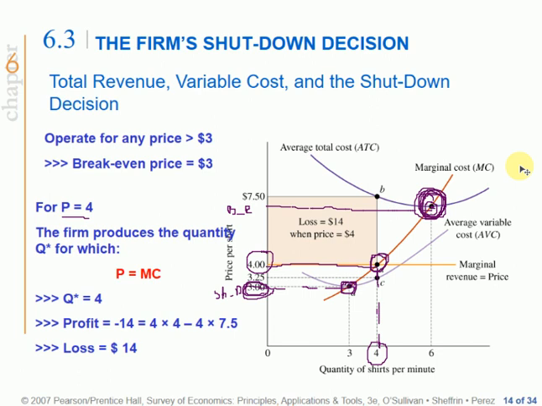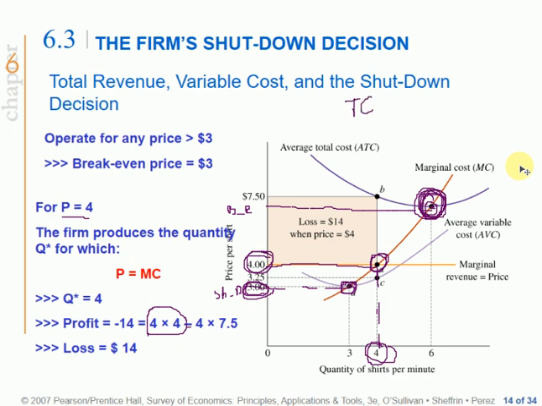Now, after finding the quantity that will be produced by the firm, we can determine whether the firm is earning positive profits or losing money. So to do that, we need to calculate the profit. The profit is equal to total revenue, which is price P times Q, 4 times 4, minus total cost.